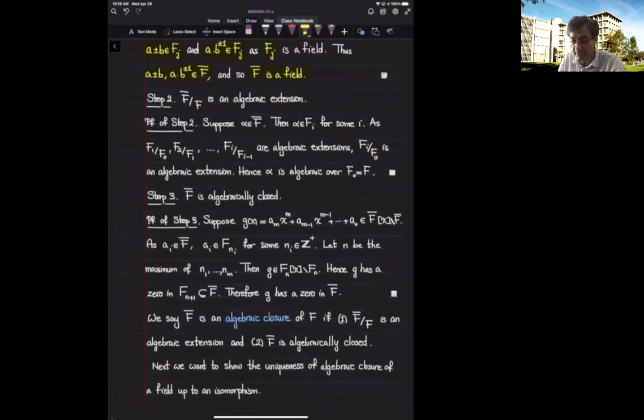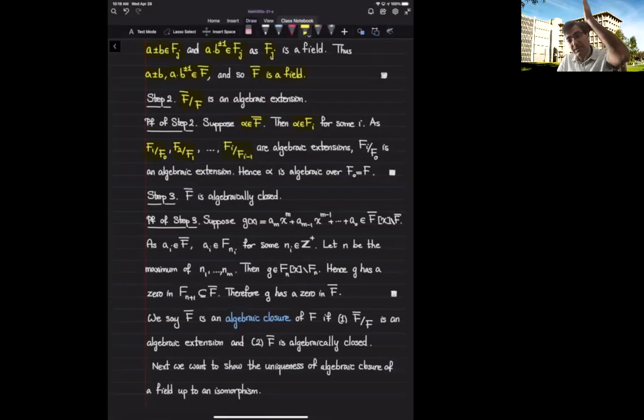So I pick an element inside F bar, and that means that I'm taking an element from one of these F sub i's, because F bar is a union of these F sub i's. For every given alpha in F bar, I can find some index i so that alpha belongs to F sub i. Now notice here I have a chain of algebraic extensions, F1 over F0, F2 over F1, till we reach the extension which contains alpha.